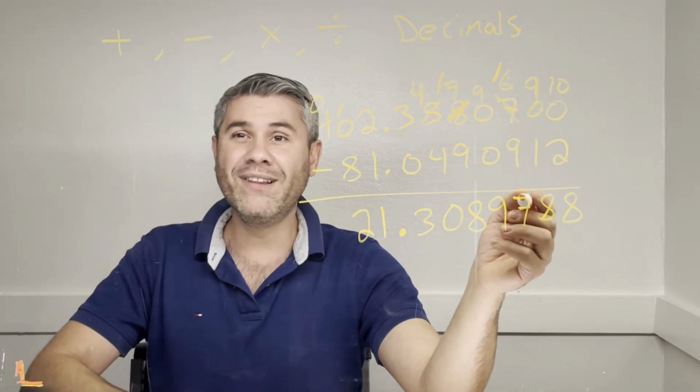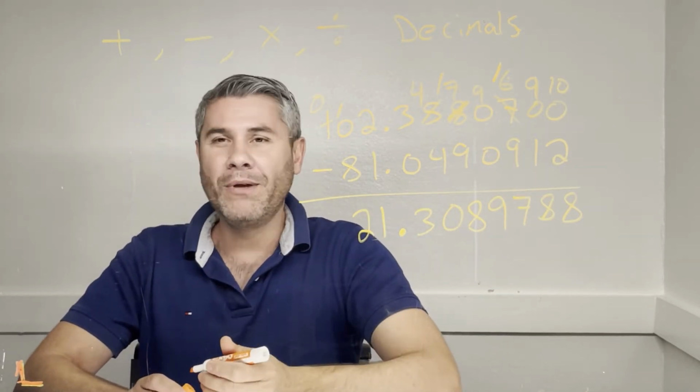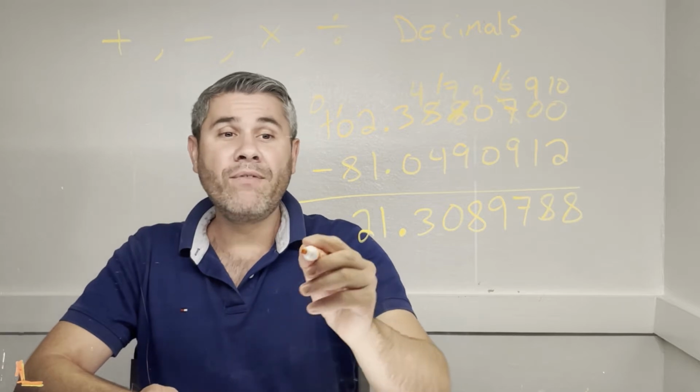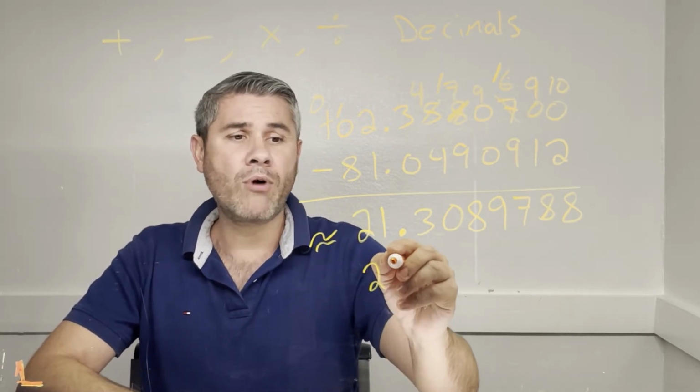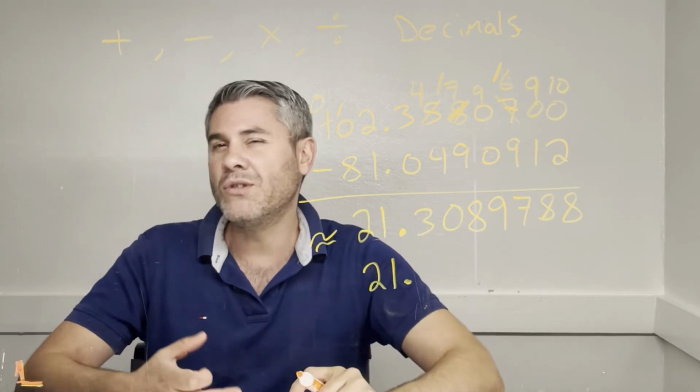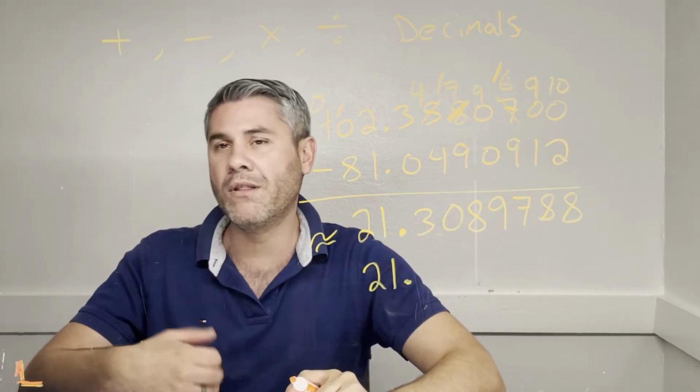3,089,788. What was it? 10 millionths. Cool. And that would be the answer, guys, for that number. If they want you to round your answer, here's a tip. Sometimes your problem will state round to the tens, round to the hundreds, round to the thousands.